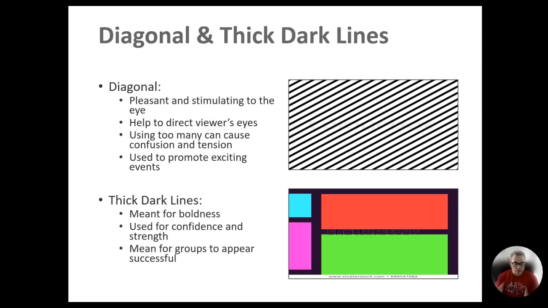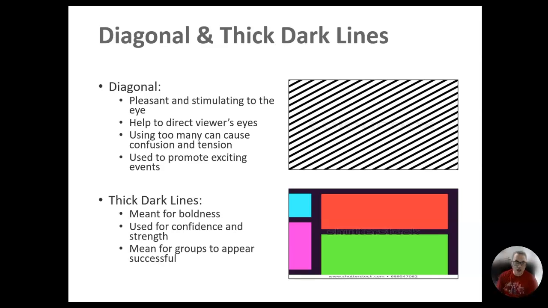Now, there are also diagonal lines and thick, dark lines. Diagonal lines, when you see a few of them, are pleasant and stimulating to the eye, and they help to direct viewers' eyes in a lot of different ways, especially when diagonal lines focus on specific elements in a poster or something. Now, you've got to be careful, much like this image right here. If you're using too many of them in a very tight space, they can cause confusion and tension on the eye and kind of hurt a little bit. But they're used to promote exciting events and anything that anyone wants to focus on.